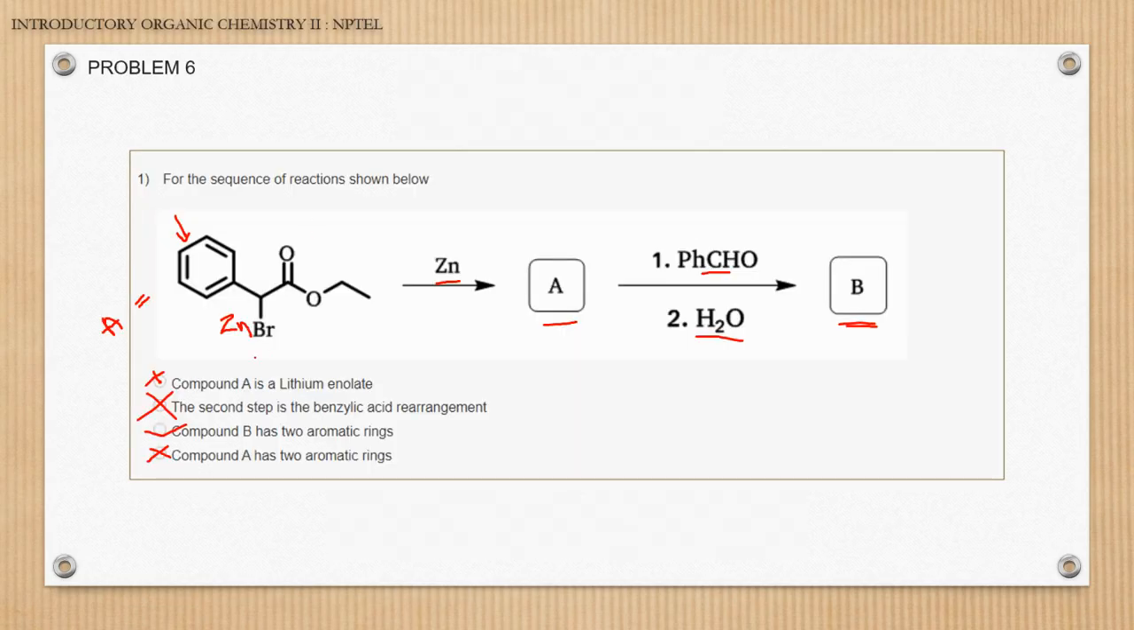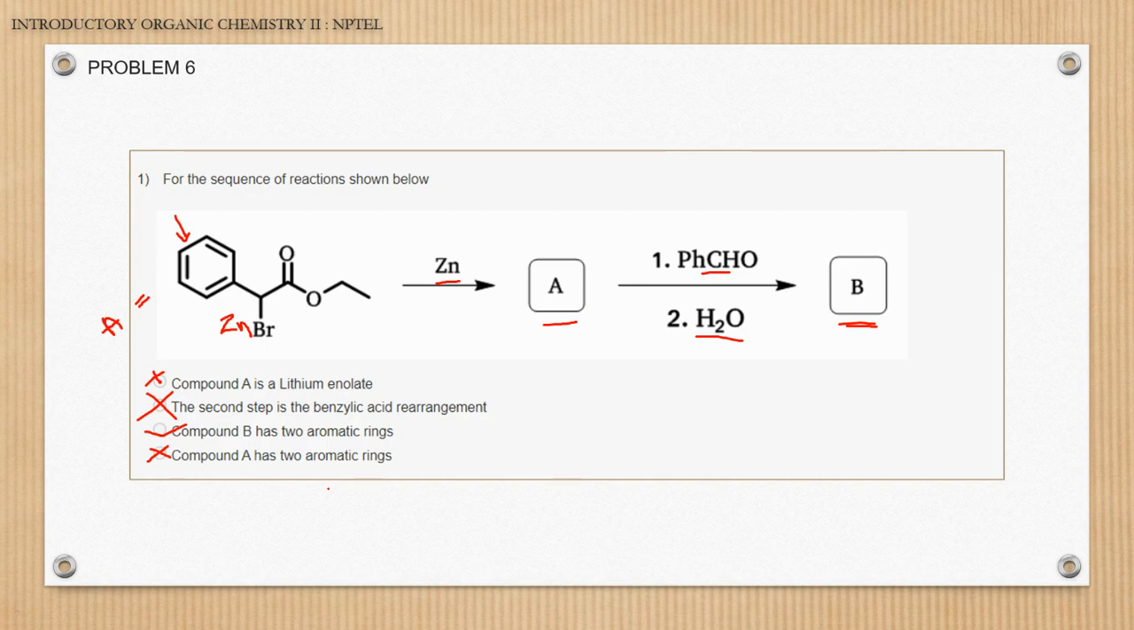So in this question, compound A is not a lithium enolate. The second step is not a benzilic acid rearrangement. Compound A has only one aromatic ring, but compound B has two aromatic rings. So option C will be the correct one. So is it understood, guys? Problem number 6.